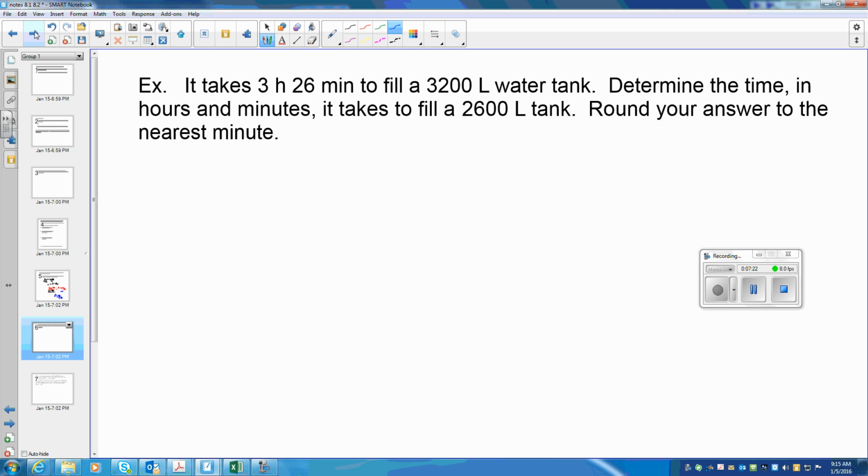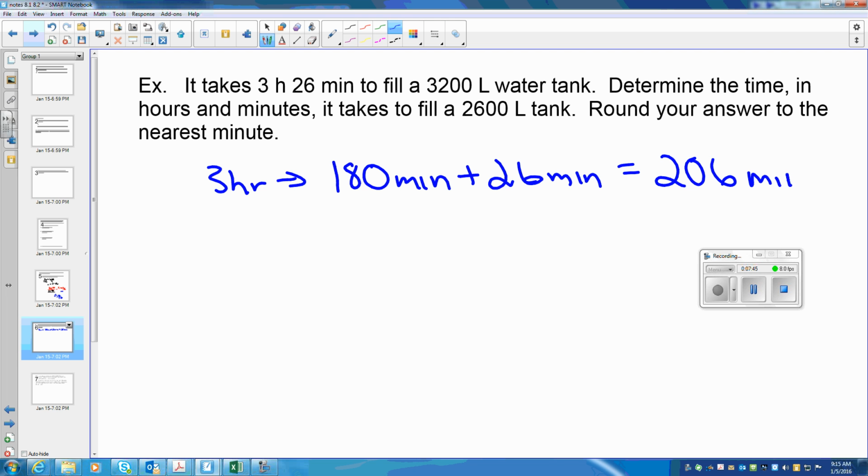So what I like to do is I change my hours into minutes. How many minutes are in 1 hour? 60. So in 3 hours, there's 180, right? So 3 hours is 180 minutes, and I'm going to add 26 minutes. So that gives me 206 minutes to fill that 3,200 liters, right? So now we can jump into that line equals line thing Jocelyn was talking about, right? Okay. So what can we do? What would we write?